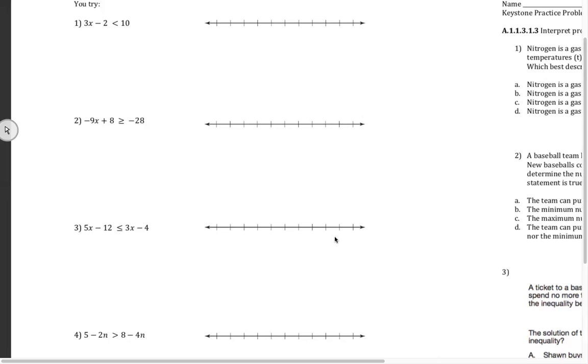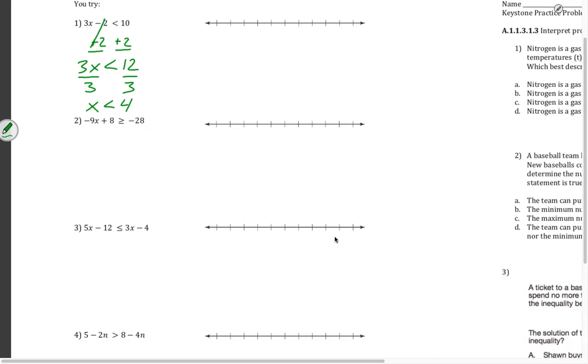All right, let me start going over these. I don't have a ton of time left. So here we go. Number 1, I'm going to go ahead and add 2 to both sides. That's going to give me 3x is less than 12. Divide by 3, and I get my x is less than 4. We okay with that?